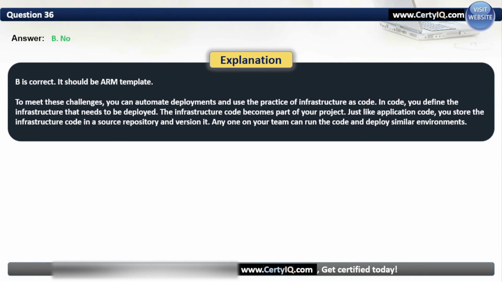To meet these challenges, you can automate deployments and use the practice of infrastructure as code. In code, you define the infrastructure that needs to be deployed. The infrastructure code becomes part of a project. Just like application code, you store the infrastructure code in a source repository and version it. Anyone on your team can run the code and deploy similar environments.